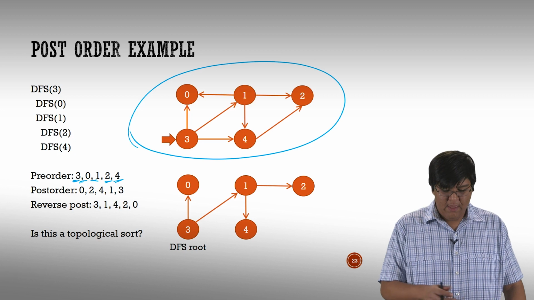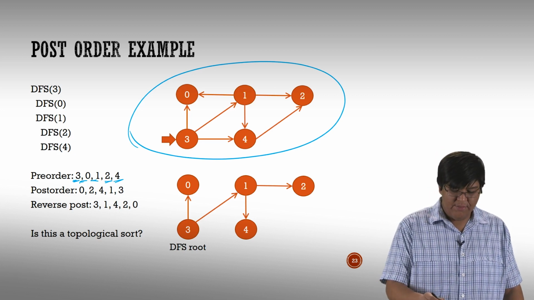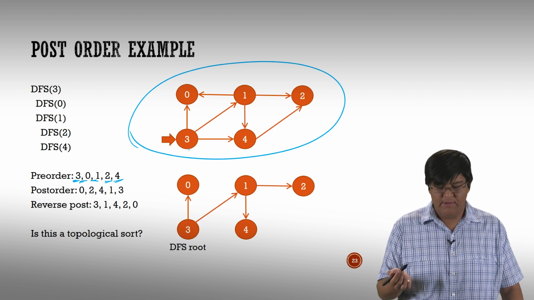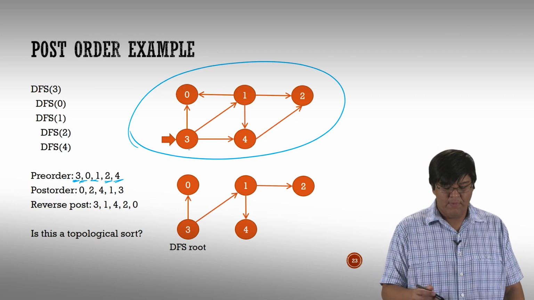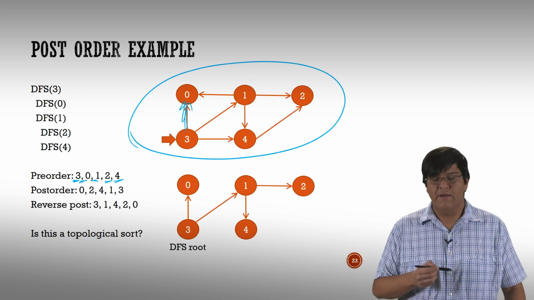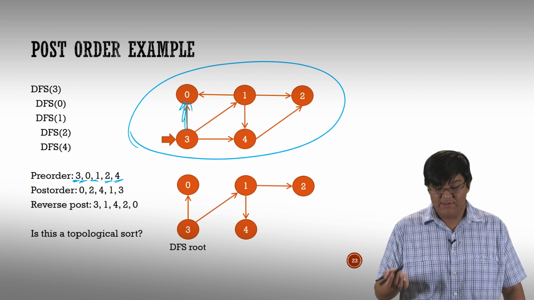The post-order means we write it down after we're done with it. Initially I start at 3. I can't write it down initially because I'm not done with 3 yet. Only once I'm done with a node do I write it down in the post-order. So the first one I see is 3, and I go there again. The first one I see is 0. For 0, there's nowhere else to go, so I'm done with it.